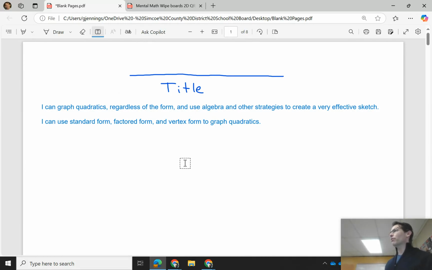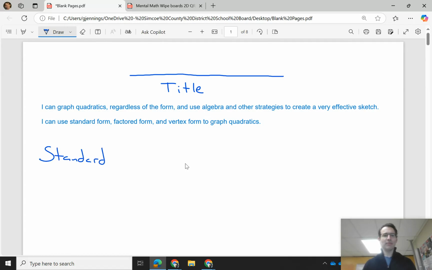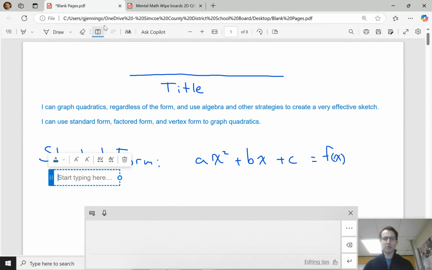Let's take a look at the different forms of quadratics and the things that they tell us. So, have a heading here. Call it standard form. Okay. Standard form looks like this. A multiplied by x squared plus b multiplied by x plus c. This is our standard form of a quadratic. We might have this written as equal to y or equal to f of x. That would be fine.